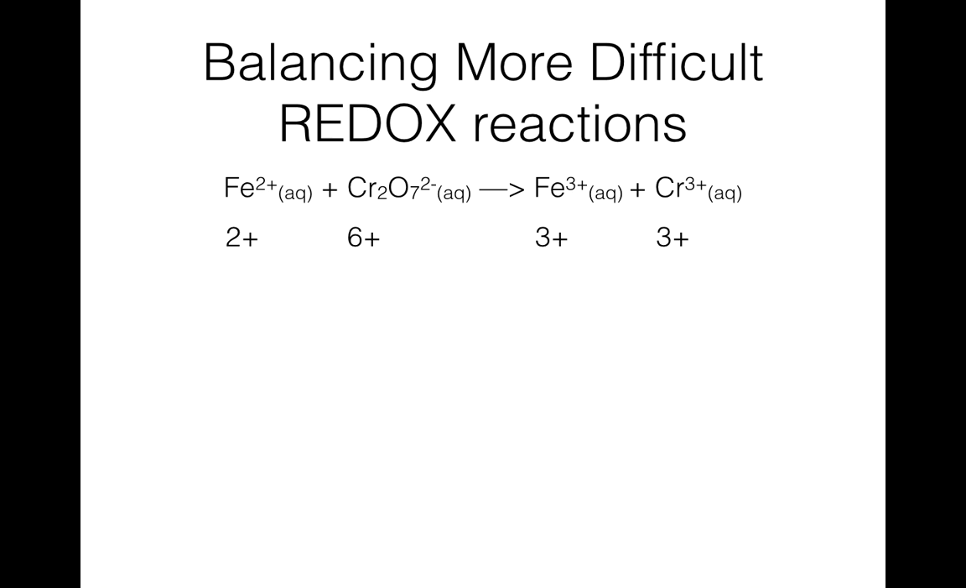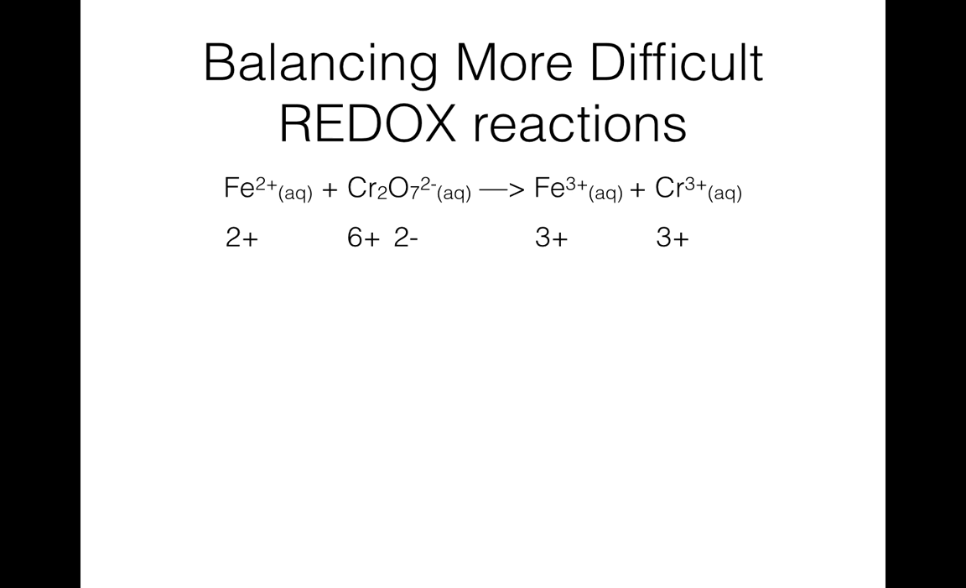Usually, provided that oxygen isn't bound to itself or to a more electronegative atom like fluorine, oxygen will always have a 2 minus oxidation state. So when we look at these, we can see that iron is being oxidized. It's losing an electron, and it's going from 2 plus to 3 plus. Whereas chromium, on the other hand, is being reduced. It's going from a 6 plus oxidation state. It must be gaining 3 electrons to get to its 3 plus oxidation state.